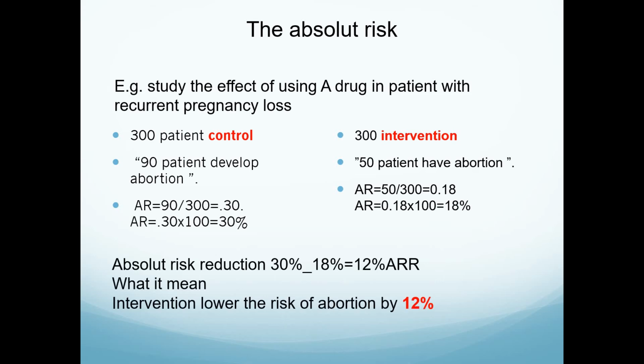If you look at the absolute risk reduction, it is reducing from the control, which is 30%, to the intervention, which is 18%, so it is 12%. So the absolute risk reduction is 12%. What does that mean? The intervention lowers the risk of abortion by 12%. Let us look at the relative risk.